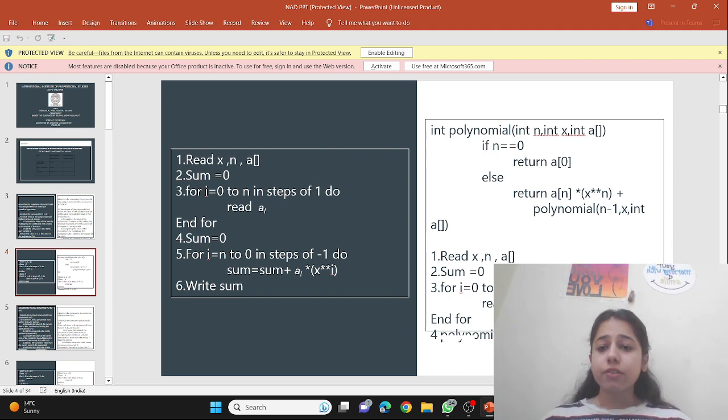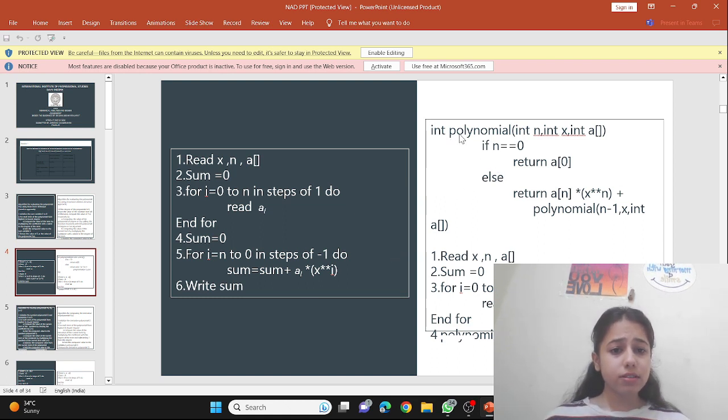Now let's begin. First we have to read x, n and a. We initialize sum equal to 0, and for i equal to 0 to n in steps of 1, do read a_i. Then end. And again we initialize sum equal to 0, for i equal to n to 0 in steps of minus 1, do sum equal to sum plus a_i into x to the power i. Then we write sum. This is the algorithm.